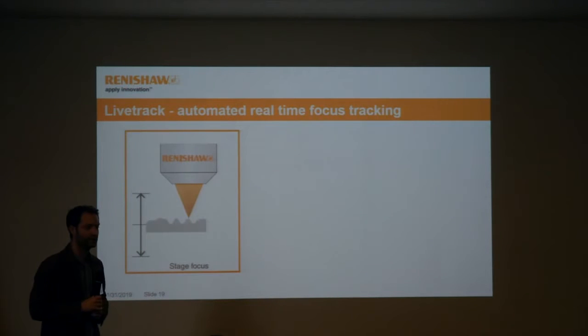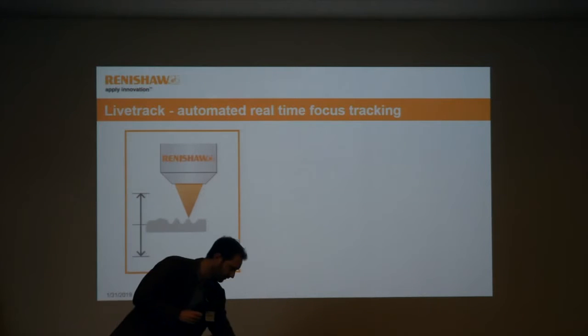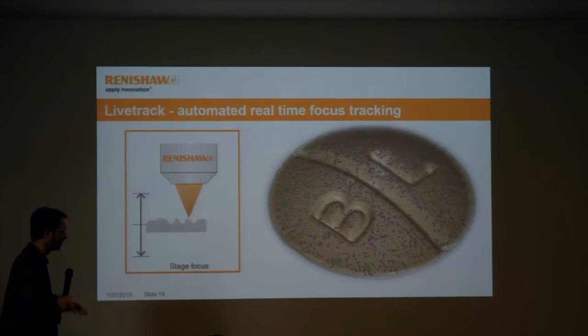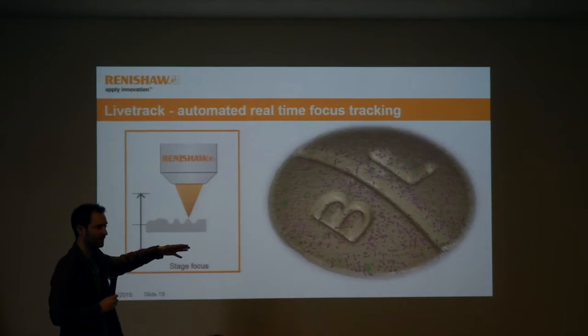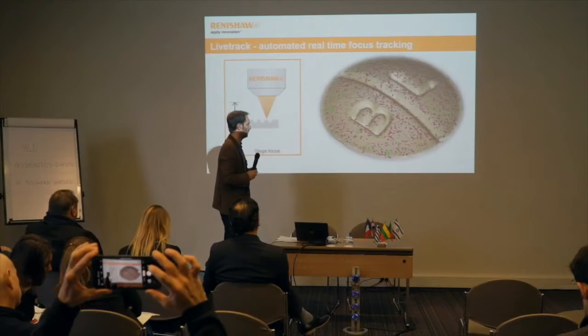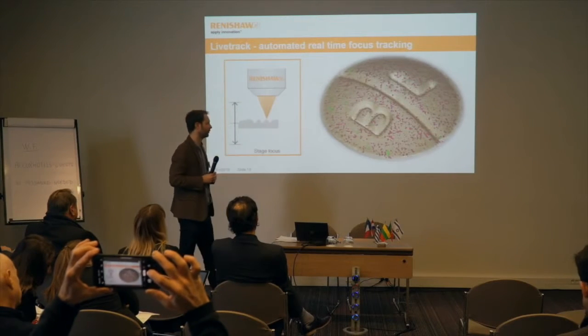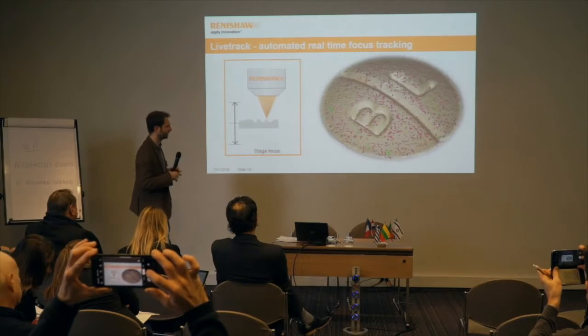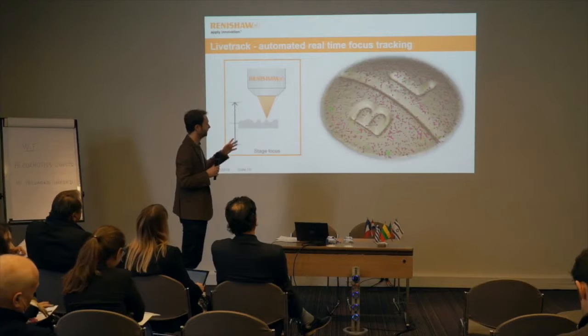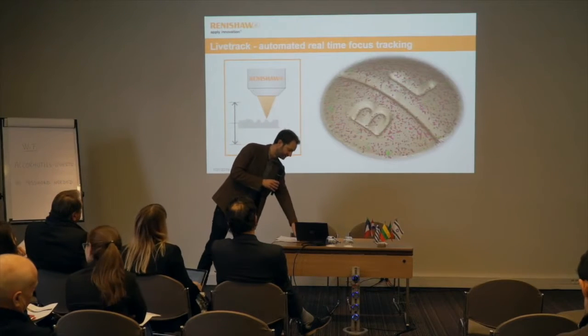Also, because we get the Z position of every point, we can recreate the topography of the sample. So this is a pharmaceutical tablet. This is an overlay of the topography of the sample, of the white light image, and of a Raman map. So in false color here in cyan, you can see the active ingredients of the pharmaceutical tablet.